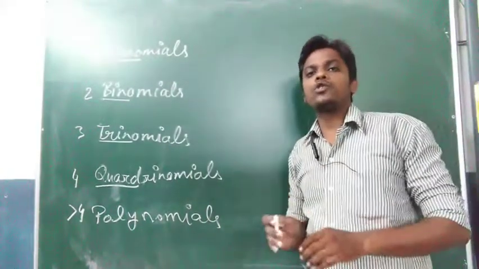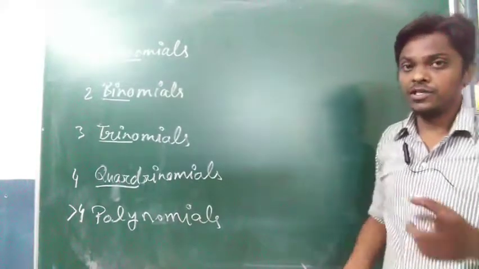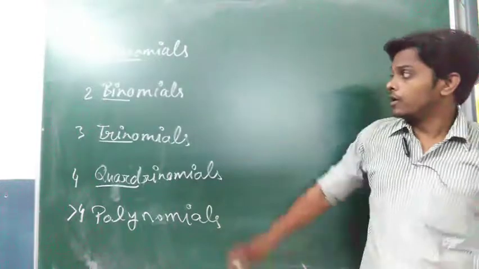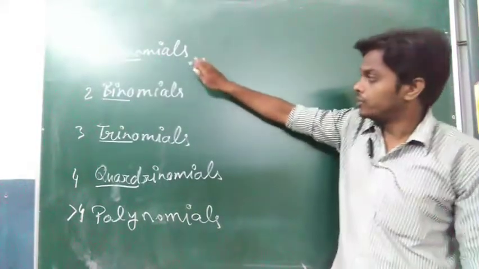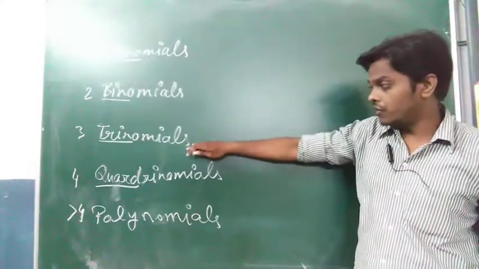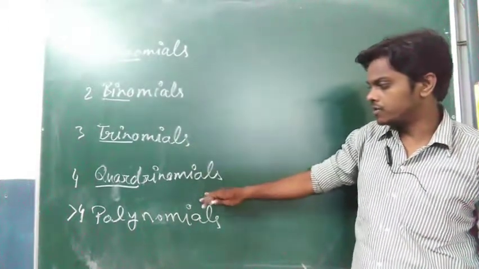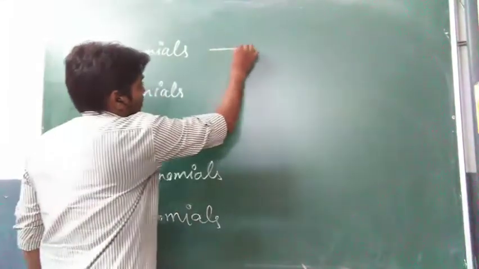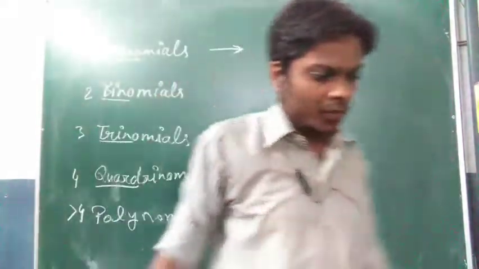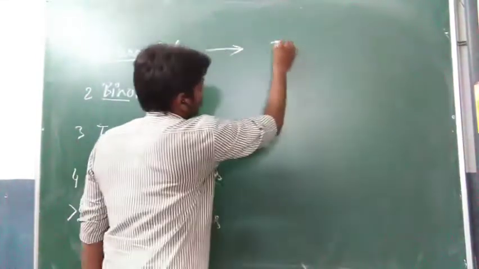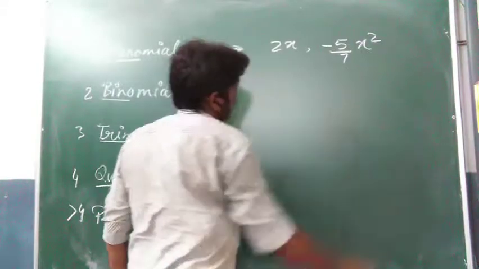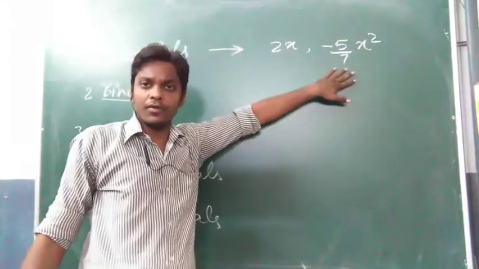monomials. Now this is totally dependent on the number of variables. If there is one variable, then that is monomial. If there are two variables, then that is binomial. Three variables, trinomial. Four variables, quadrinomial, and polynomial means more than four. What is the example of monomial? That is 2x or minus 5 on x, 7x square. These both are examples of monomial.